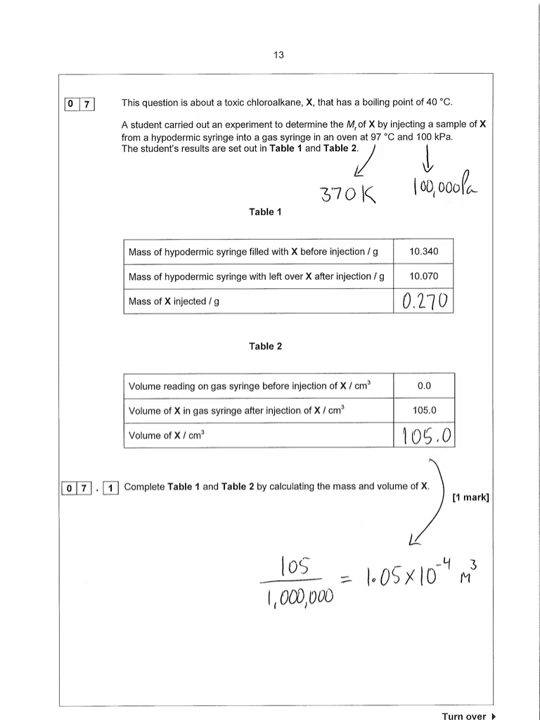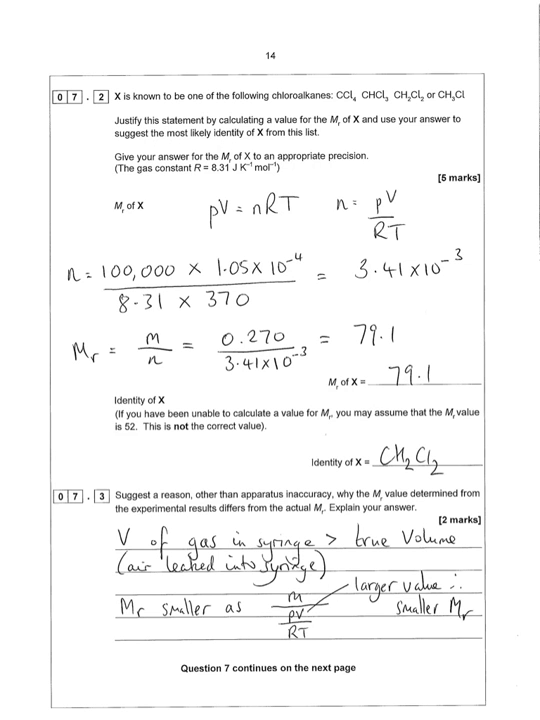Again, I've done the conversion here. We're going to be working in meters cubed in a minute. That's the conversion for the ideal gas, so divide by a million gets us to meters cubed. So 7.2, we're asked to calculate the MR of X and determine which of the haloalkanes it is. So we can use PV equals nRT to work out the number of moles. Moles is PV divided by RT. Rearrange the ideal gas law.